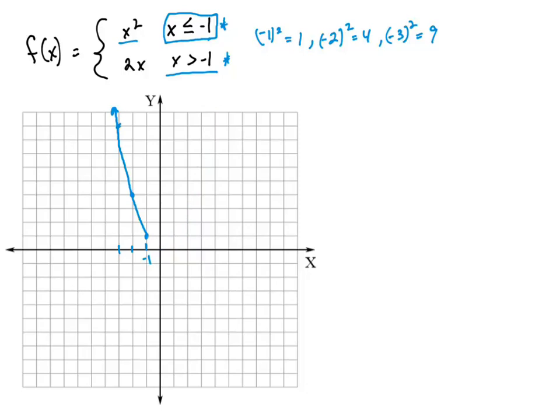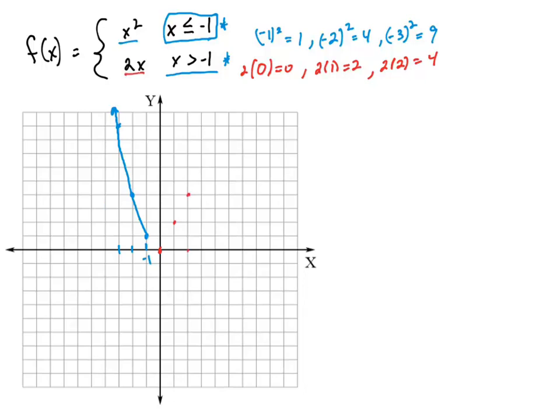All right, and then for the second rule, we say f of x is equal to 2x when x is greater than -1. So a number that's greater than -1 would be 0. So 2 times 0 is equal to 0. 1, 2 times 1 is equal to 2. 2 times 2 is equal to 4. So plotting some of these points, 0 at 0, at 1 we get 2, at 2 we get 4, and so on.